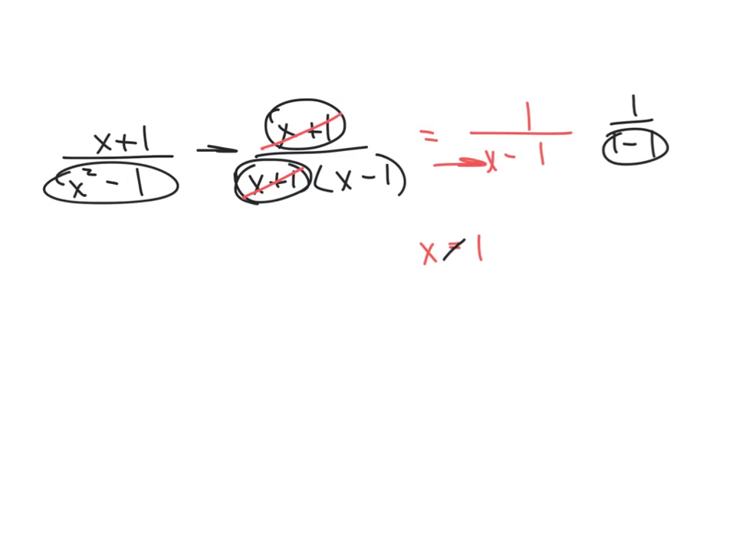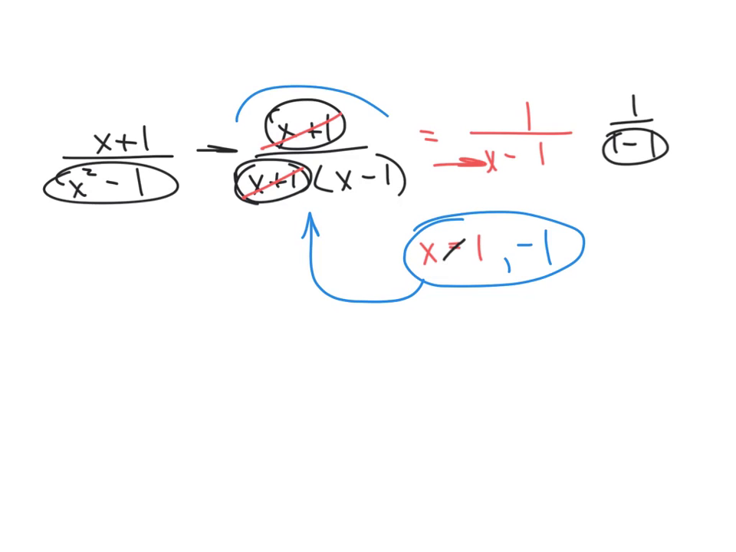And I know this is going to look a little confusing. X cannot be negative 1. You put negative 1 in here, it works, doesn't it? Negative 1 minus 1 is negative 2. But when you're testing to find out what your x's cannot be, you have to go back to here.